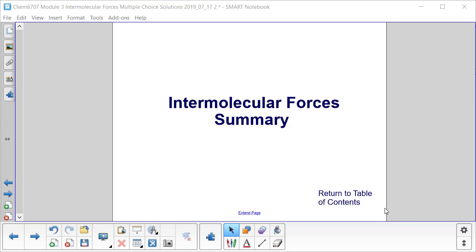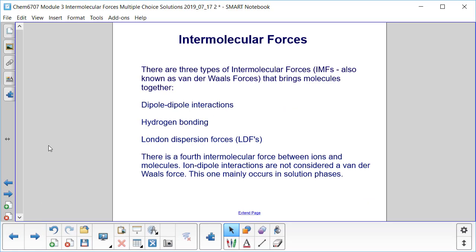What we're going to do is start with an intermolecular forces summary. There are three types of intermolecular forces, which we will shorten to IMFs, also known as van der Waals forces, that bring molecules together. There are dipole-dipole interactions, hydrogen bonding, and London dispersion forces, often shortened LDFs. There is a fourth intermolecular force between ions and molecules. Those are called ion-dipole interactions, and they're not considered a van der Waals force. This mainly occurs in solution phases where you have molecules of a solution and ions.